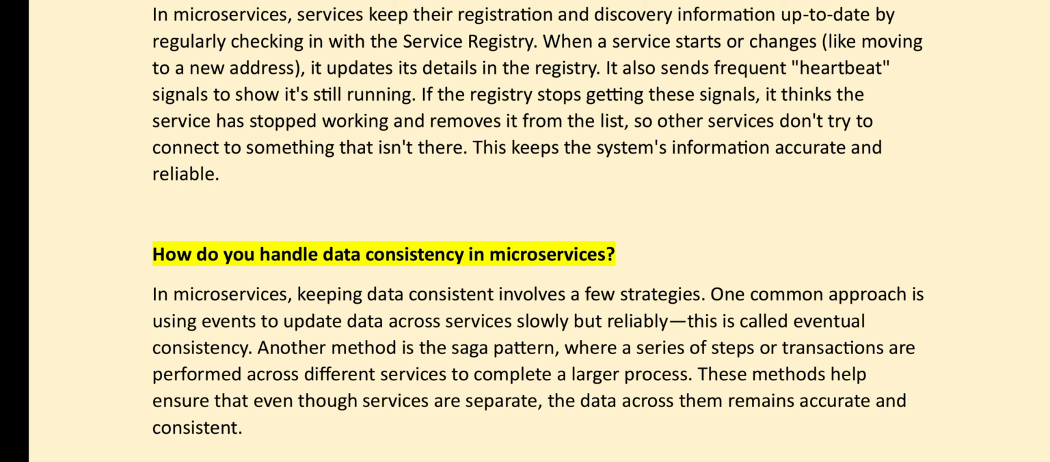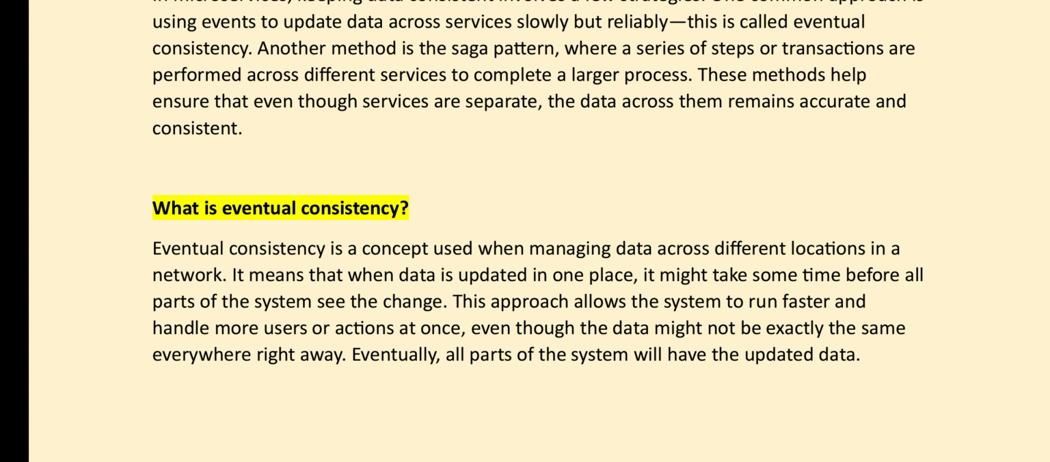How do you handle data consistency in microservices? In microservices, keeping data consistent involves a few strategies. One common approach is using events to update data across services slowly but reliably. This is called eventual consistency. Another method is the saga pattern, where a series of steps or transactions are performed across different services to complete a larger process. These methods help to ensure that even though services are separate, the data across them remains accurate and consistent.